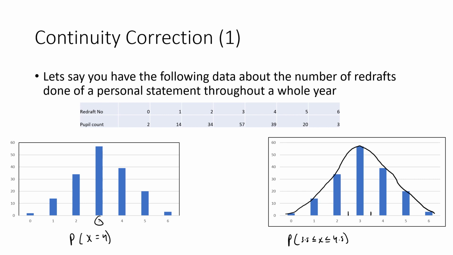2 would become 1.5 to 2.5. 1 would become 0.5 to 1.5. 4 becomes 3.5 to 4.5. 5 becomes 4.5 to 5.5. You get the deal. And this is something we have to be considerate of, and I think we look at that in the next slides.